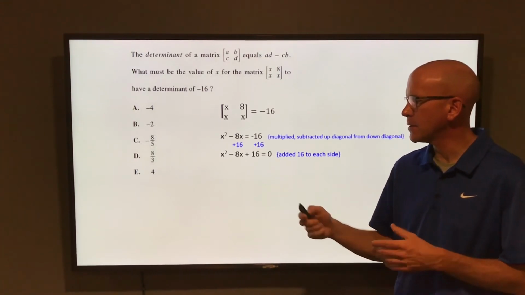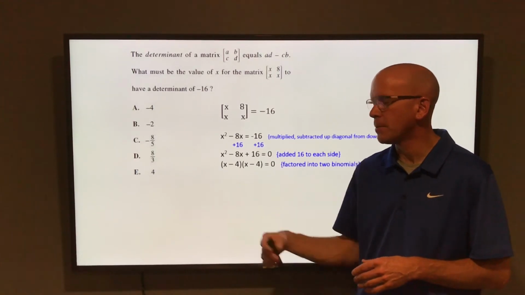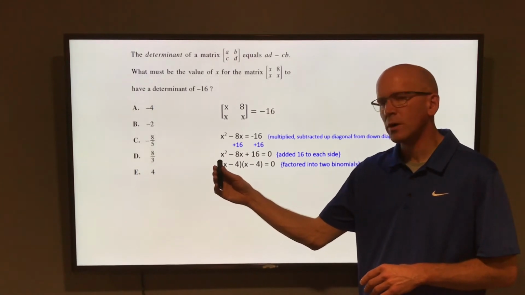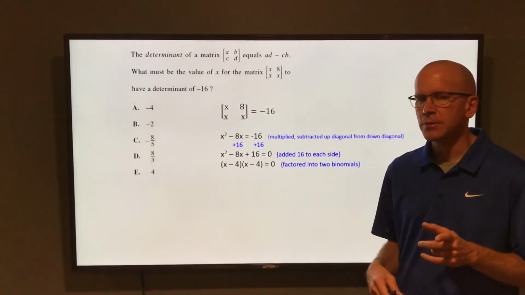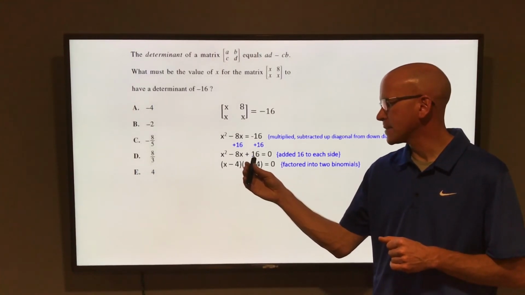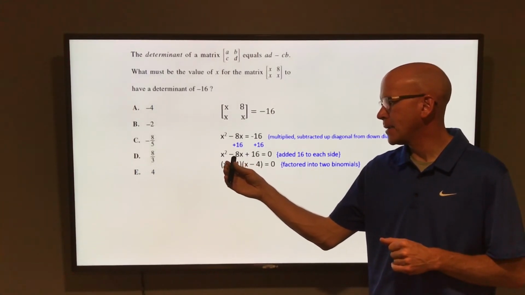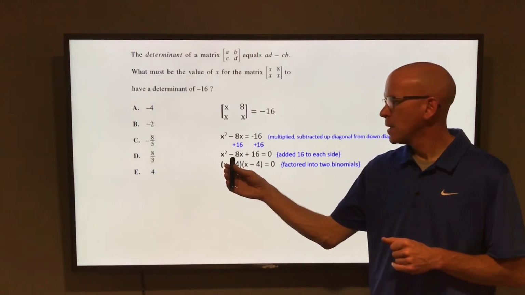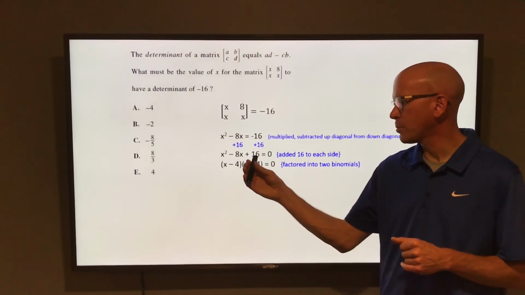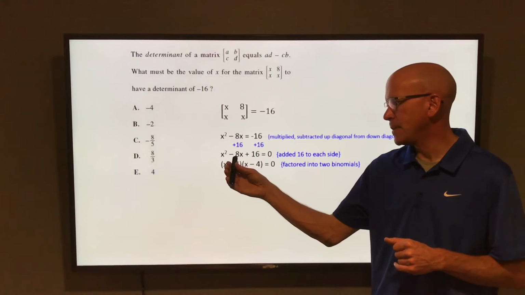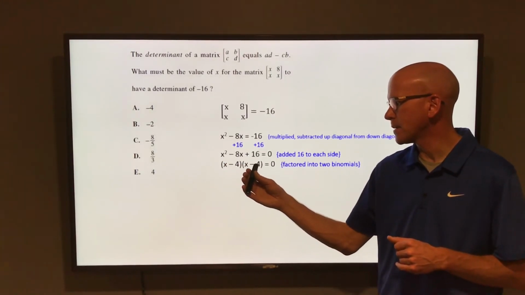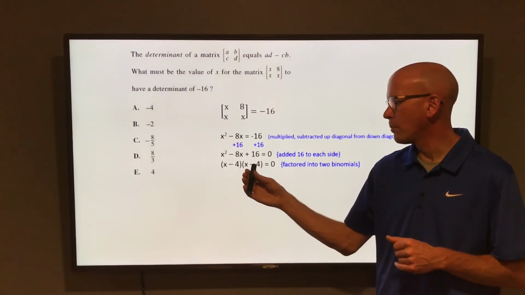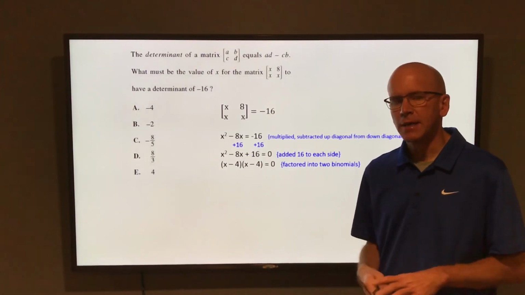And then to factor that into 2 binomials, the first terms of the 2 binomials make this x squared when you multiply them. So they are x and x. The second terms of the 2 binomials will multiply to make this last term and add to make this middle coefficient. So the second terms multiply to make 16 and add to make negative 8. And those second terms would be negative 4, negative 4. Negative 4 times negative 4 is 16. And negative 4 plus negative 4 makes negative 8.